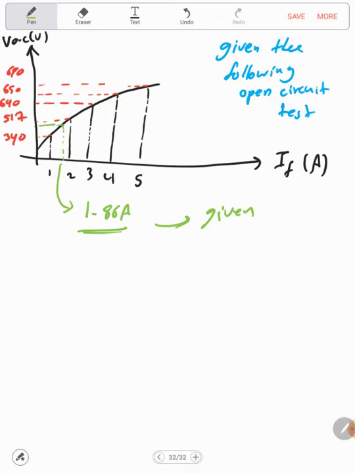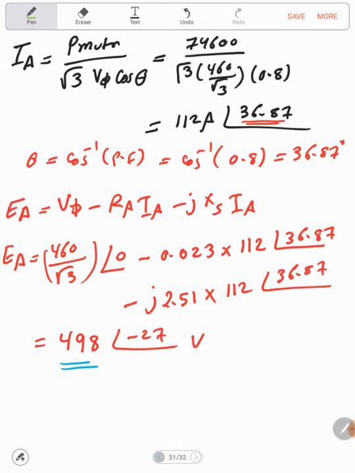So let's assume that at this point, at voltage equal to 498, if I project it, I will get a current which equal 1.86 ampere. So this is the first part.